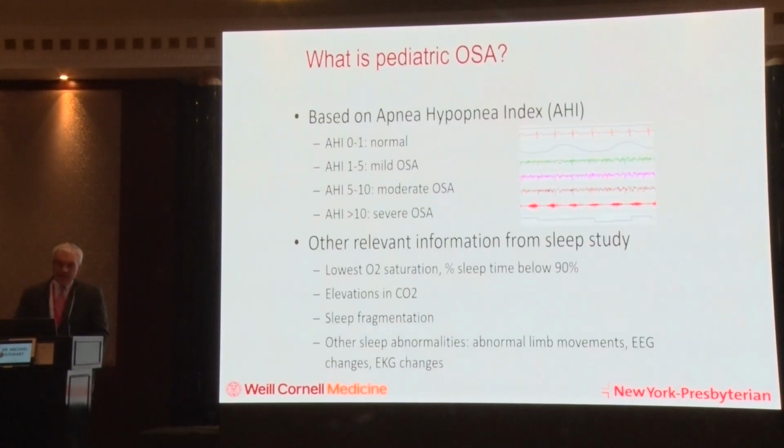We define pediatric obstructive sleep apnea by the numbers of apneas and hypopneas per hour. That's defined as the apnea-hypopnea index, or the AHI. 0 to 1 is classified as normal. 1 to 5 is mild. Greater than 5 to 10 is moderate. And then greater than 10 is severe. These are different categories than in adults. In adults, you have to get to 30 apneas or hypopneas per hour to be severe. In pediatrics, anything greater than 10 is categorized as severe.